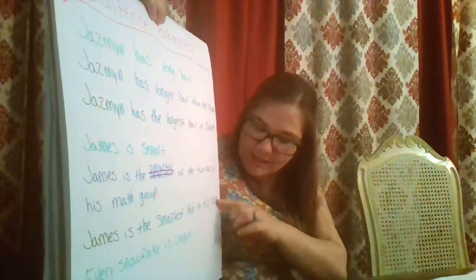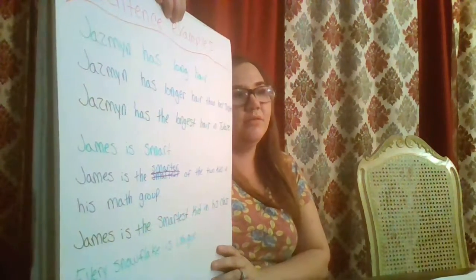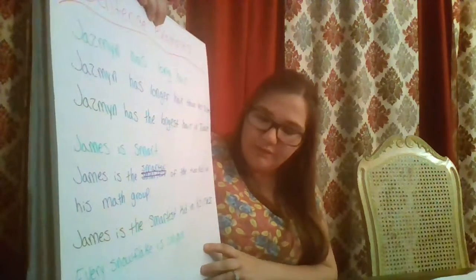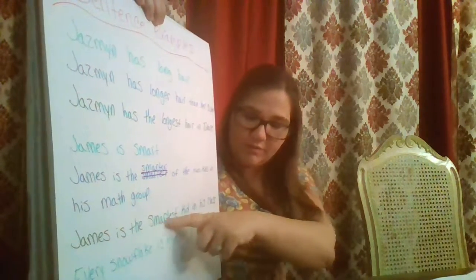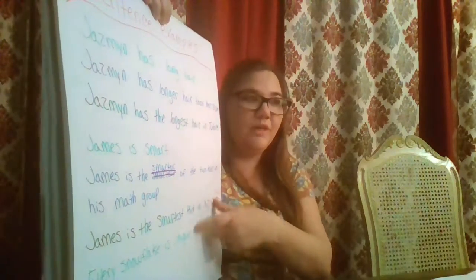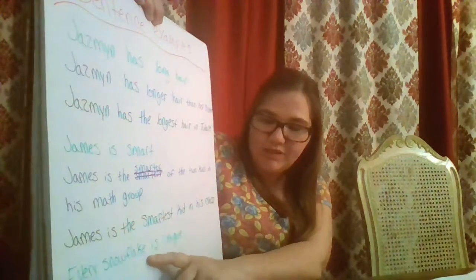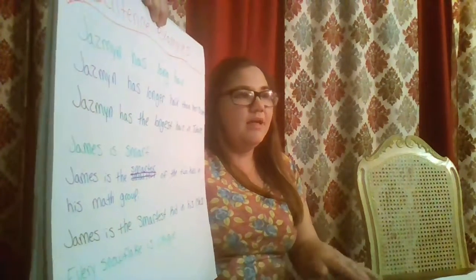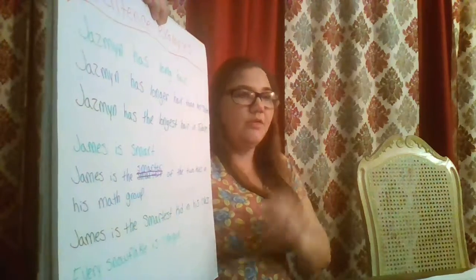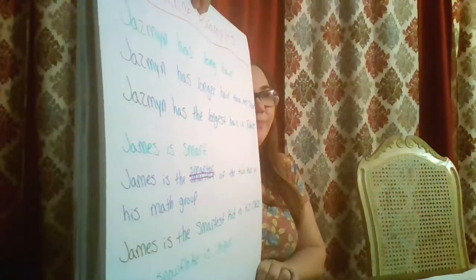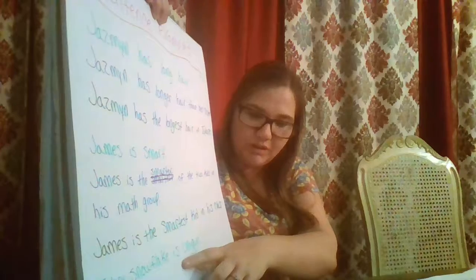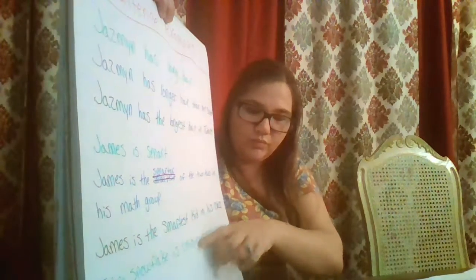The last one: James is the smartest kid in his class. Superlative. We know that because of the ST on smartest, and we're talking about a group of kids, so that's 3 or more. Then our last sentence says, every snowflake is unique. Is that a positive, comparative, or superlative use? Positive, because we're only talking about one snowflake individually.